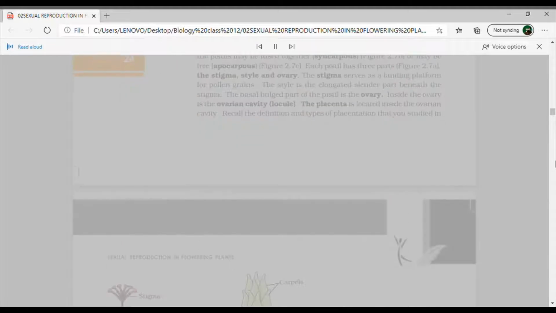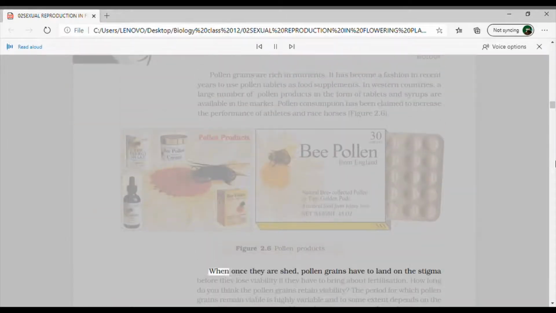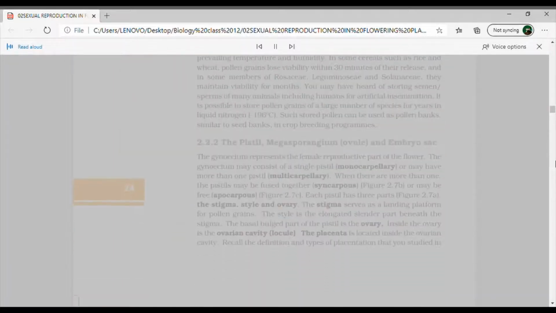When once they are shed, pollen grains have to land on the stigma before they lose viability if they have to bring about fertilization. How long do you think the pollen grains retain viability? The period for which pollen grains remain viable is highly variable, and to some extent depends on the prevailing temperature and humidity. In some cereals such as rice and wheat, pollen grains lose viability within 30 minutes of their release, and in some members of Rosaceae, Leguminosae, and Solanaceae, they maintain viability for months.